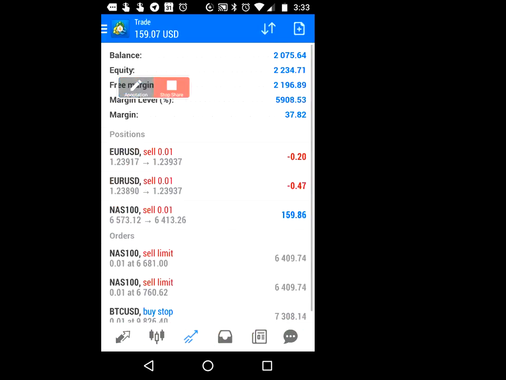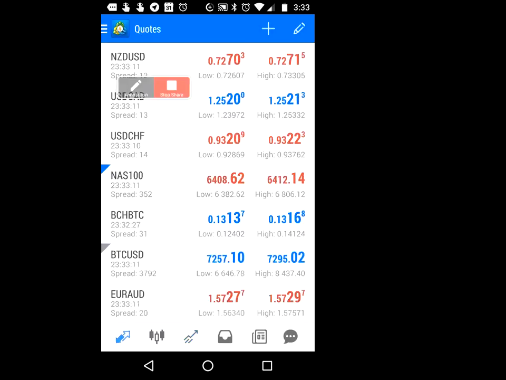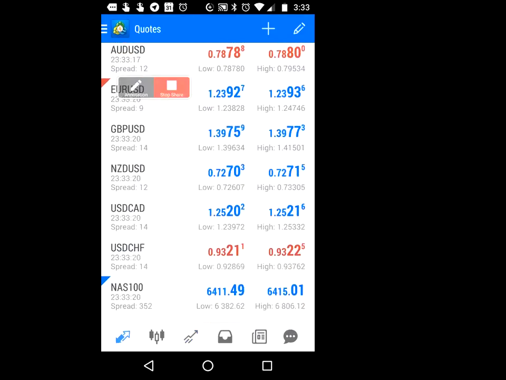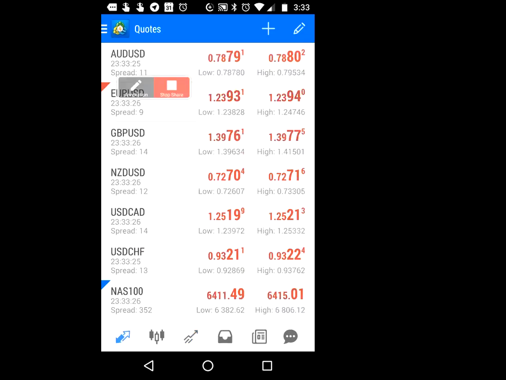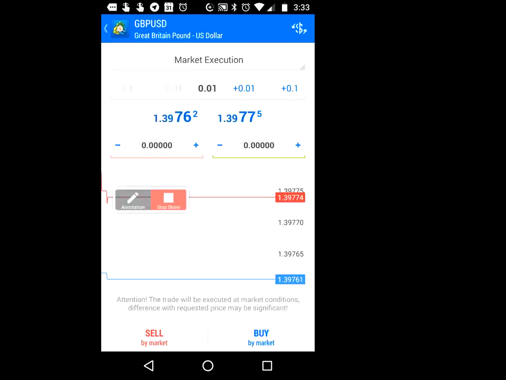So if I tap on the quote, you're gonna see, I can scroll over, you're gonna see different quotes. This is Bitcoin, okay? This is Euro AUD, this is USDCHF with a franc. Okay, so today, if you know how to find a pair to trade, so GBP USD is Great Britain pound versus United States dollars. So you just tap on it like I did, and you're gonna see a window, new order, open chart, symbol properties, simple view mode. And all you do is new order, and it takes you to this window.